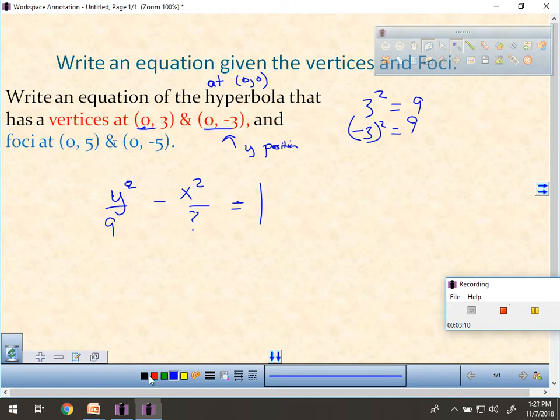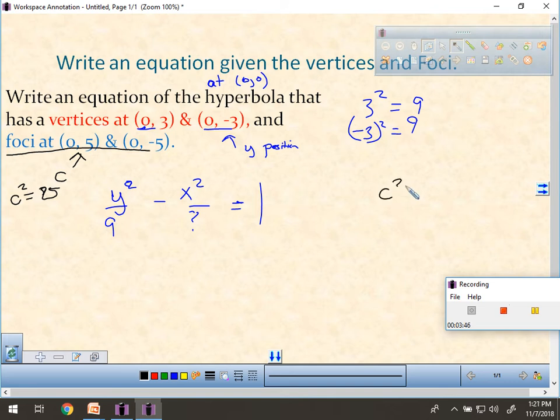So the only other piece of information I tell you is that your foci are at (0, 5) and (0, -5). So guys, I want you to notice that when it says foci, that means that's the value of c. So in this case, c is 5, which means that c squared would be what? 25. Now that doesn't mean 25 goes there, guys, right? Because remember, if you go back and look at that last slide, it's b squared. So this is why you had to write down that formula.